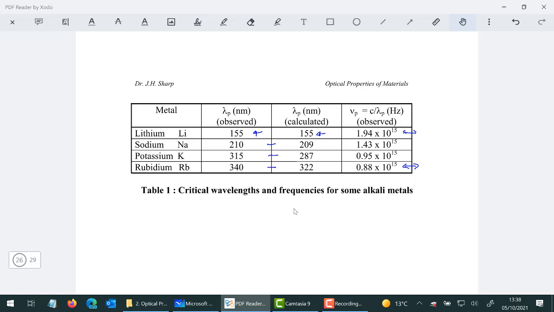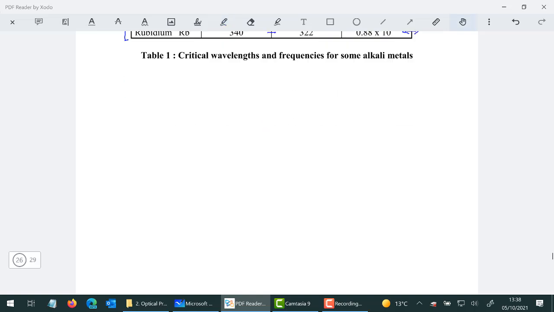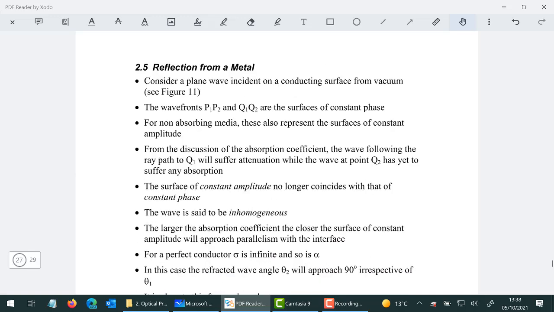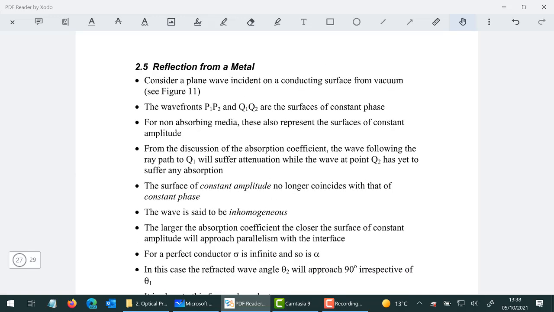So the theory is very crude, but it does give us reasonable approximations to what we see for very simple materials. When we go to more complicated materials, obviously, the situation becomes more complex, and we have more factors that we need to take into consideration.